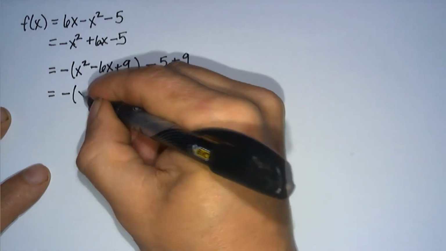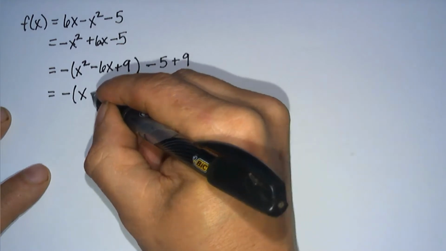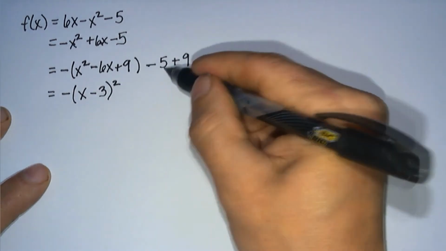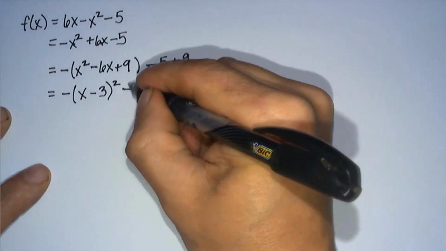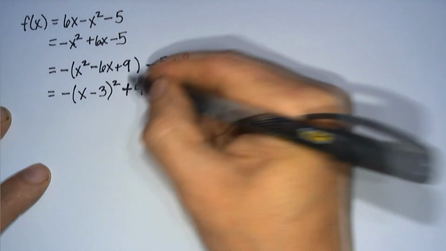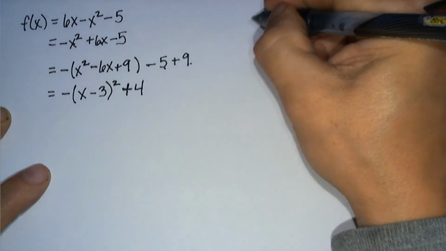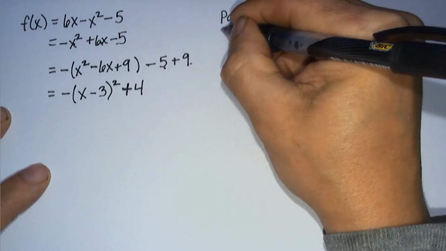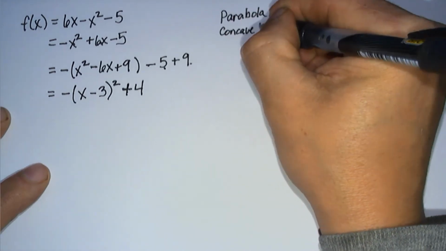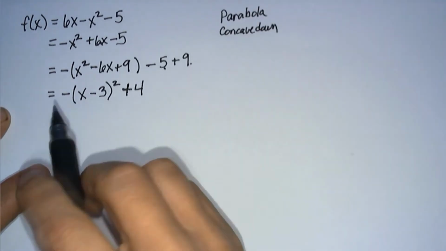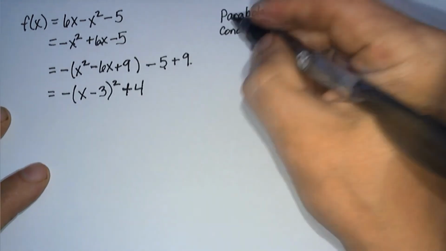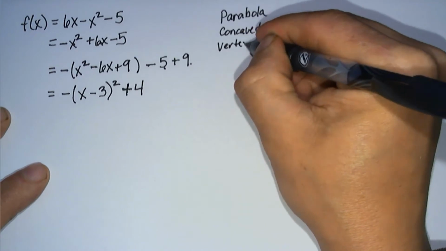So this is going to be negative x minus 3 squared. What did I square? I squared 3. Actually, I squared negative 3. And then negative 5 plus 9 is plus 4. Okay, so we have a parabola. It's concave down because this is negative. It tells us that it's going downwards. And its vertex is at 3, 4.